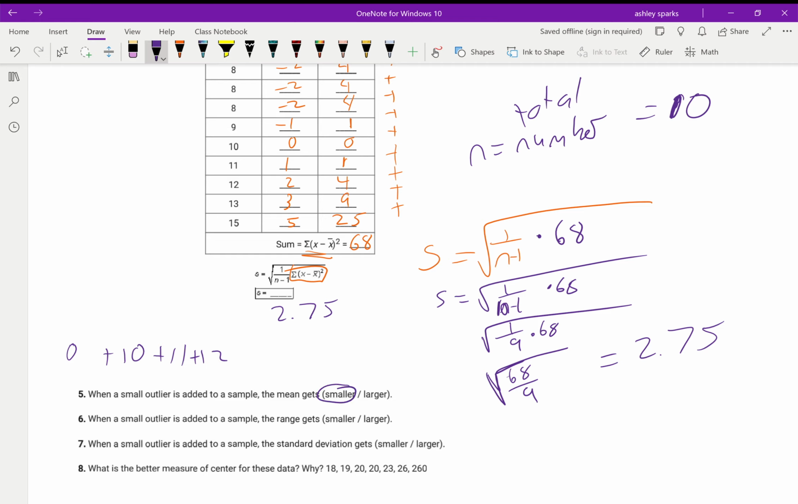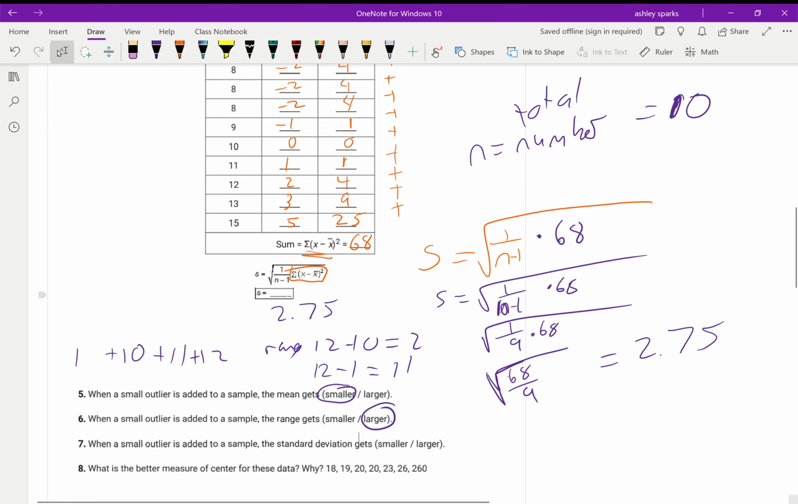Okay. Range, on the other hand, if I think about range for this set right now, my range is just 12 minus 10, which is 2. But if I add in a 1, my range is now 12 minus 1, which is 11. So my range has gotten larger. So range will grow if you add an outlier. Okay? When a small outlier is added to a sample, the standard deviation is going to get larger as well because there's more variance between your point scores. So it's going to increase my standard deviation.